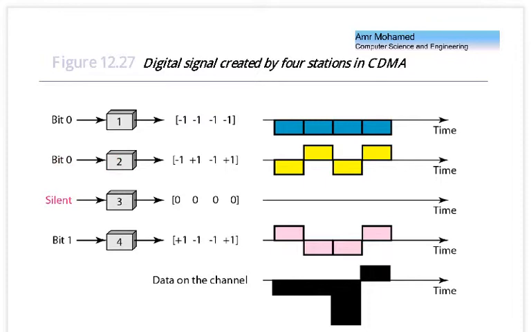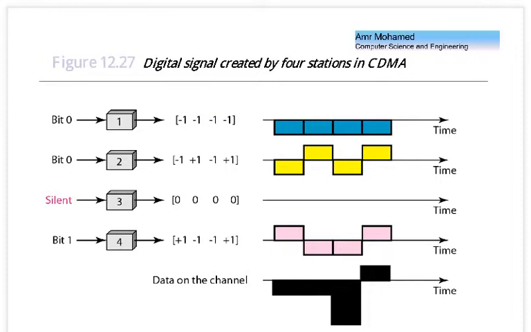Node 2 wants to send 0, which is minus 1, multiplied by the code, which is again minus 1, 1, minus 1, 1. And then the summation of all of this is 1, minus 3, minus 1, minus 1. Again, so this is the composite signal.